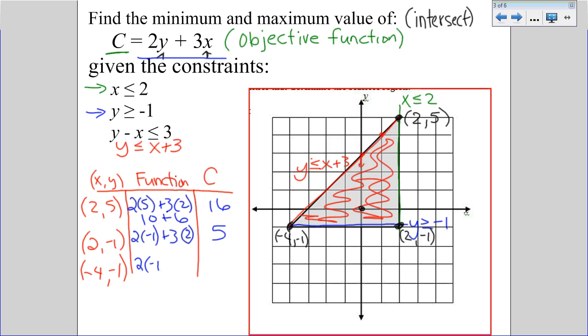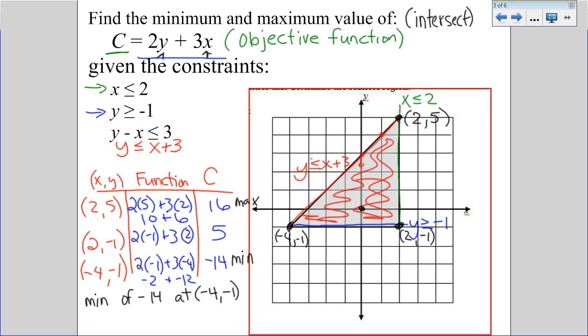So 2 times negative 1 plus 3 times negative 4. This is negative 2 plus negative 12 is negative 14. So what you found is your maximum and your minimum. So this is our max, and this is our min. And so I'm kind of running out of room, but we need to find those. So how do we write our answers? We're going to write it as a minimum of negative 14 at negative 4 and negative 1.